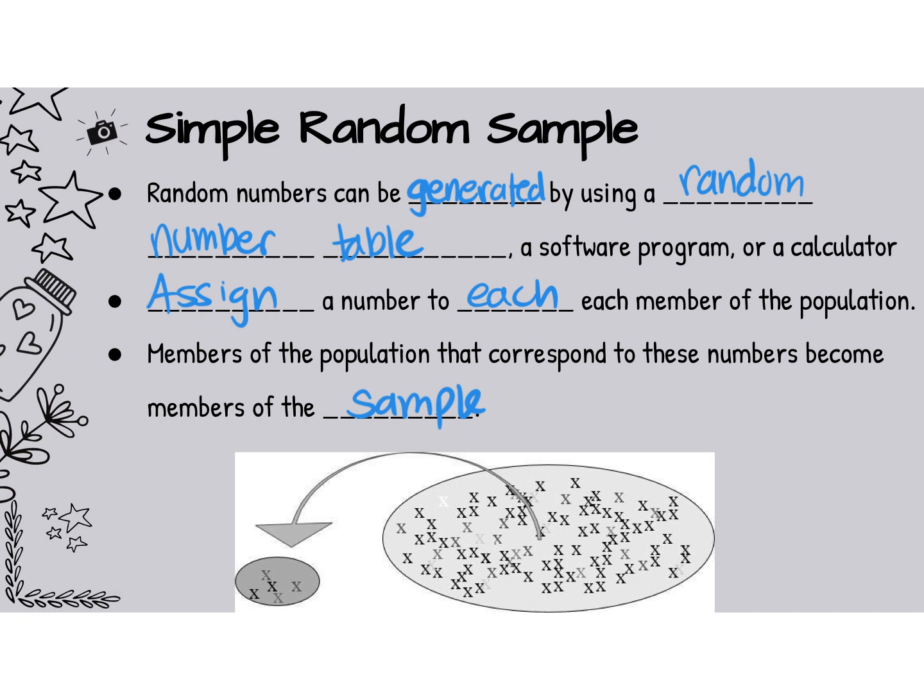Random numbers can be generated by using a random number table, a software program, or a calculator. You assign a number to each member of the population, and members of the population that correspond to these numbers become members of the sample. So if you have the whole school and everyone's got their ID number, and you did a random number generator and randomly selected 40 student ID numbers, that would be a simple random sample.